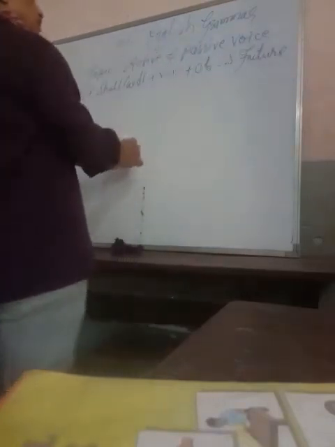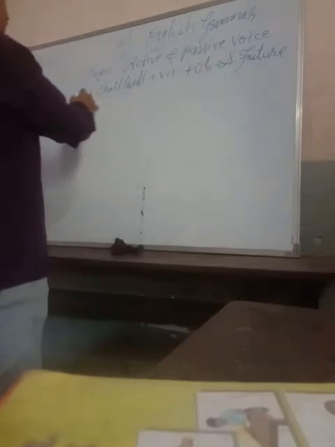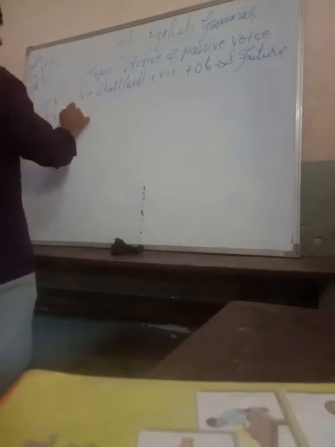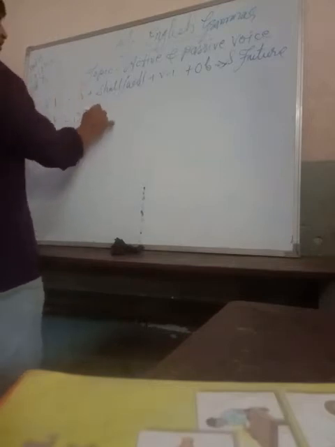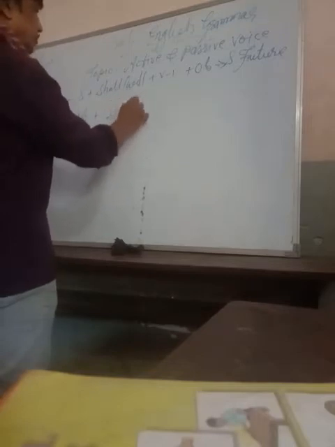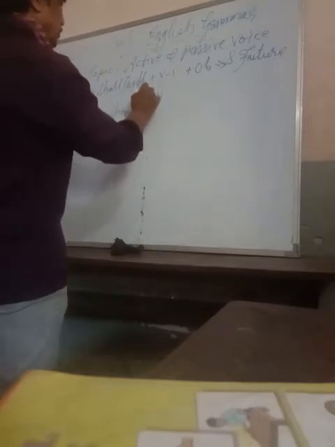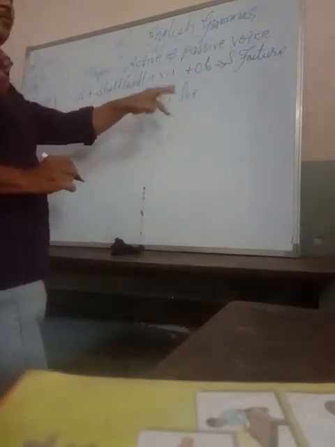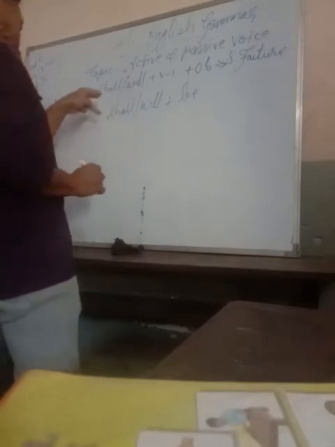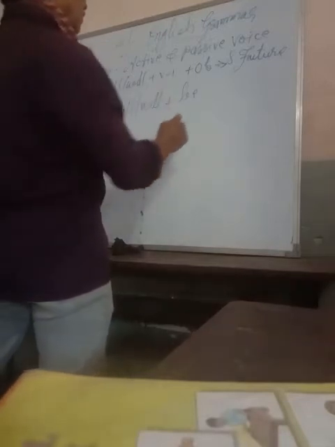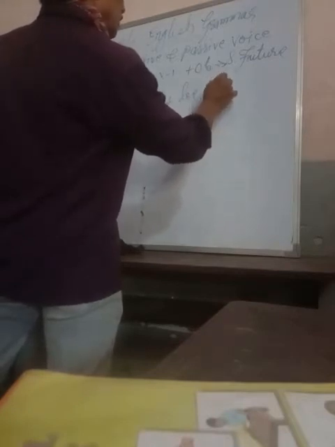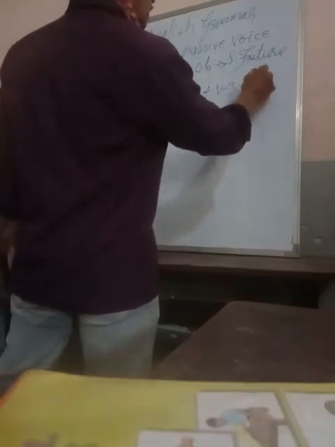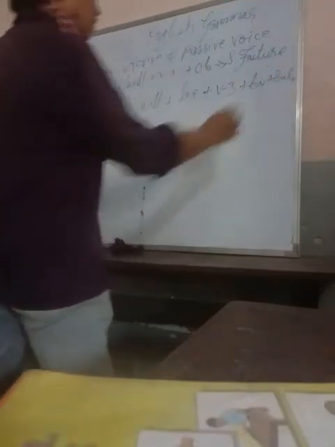So simple future: subject plus shall/will plus V1 plus object. And when it is converted into passive voice, object comes first, then shall/will, because it is a symbolic verb of future tense, plus be. Actually, be is a to be form in the future tense. So shall/will plus be plus V3, means past participle of the verb, third form of the verb, plus by plus subject.